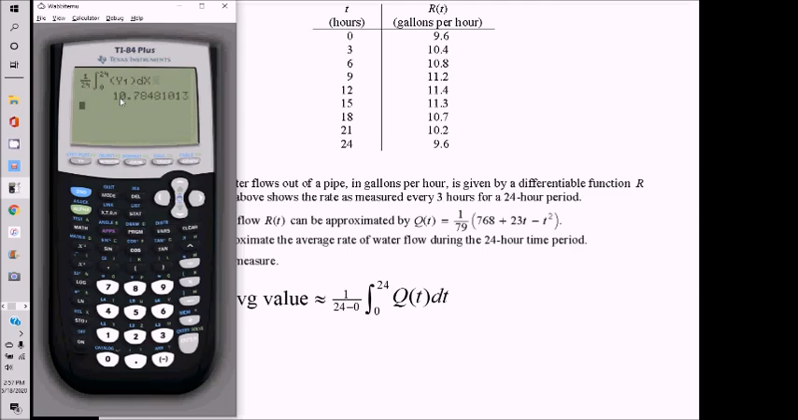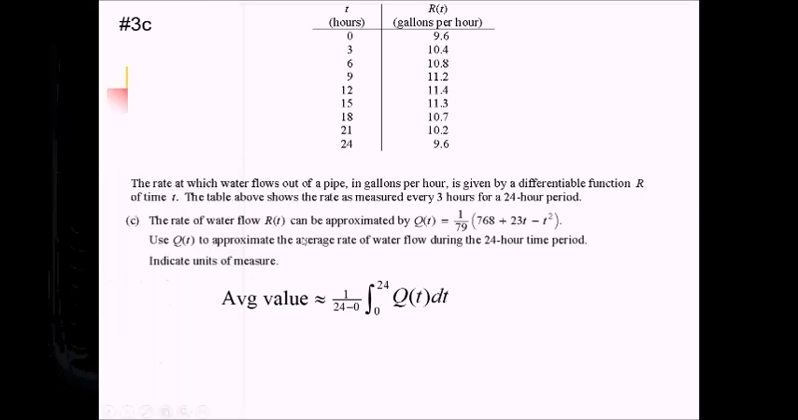So that comes out to 10.785, and that's going to have the same units as the r of t function, which they set up here was gallons per hour. So 10.785 gallons per hour.